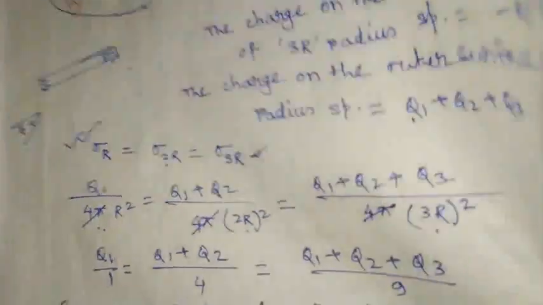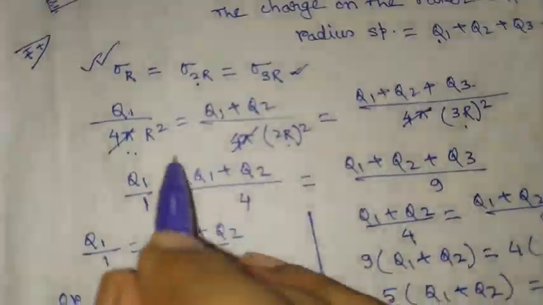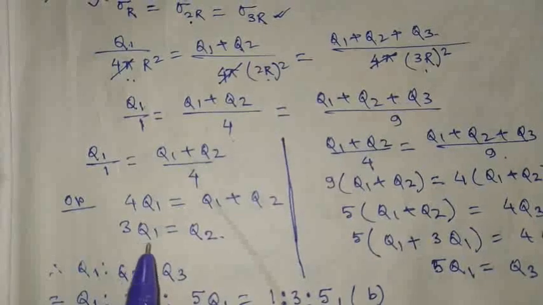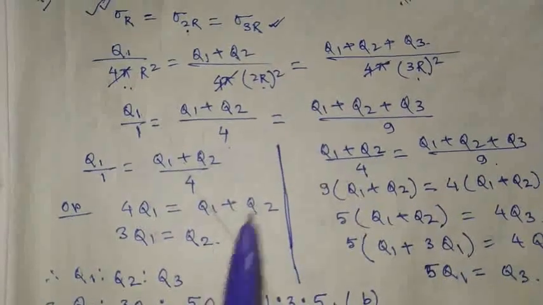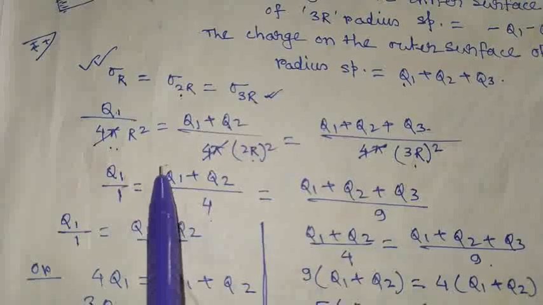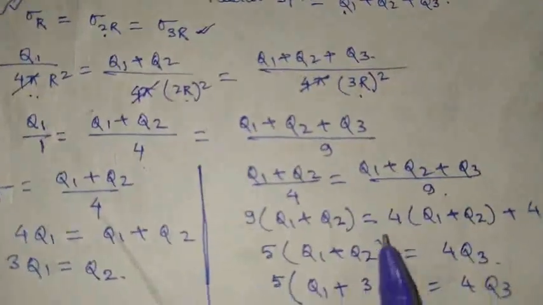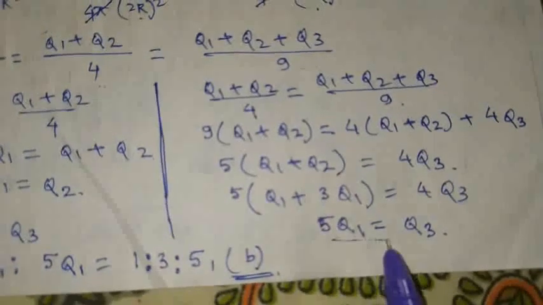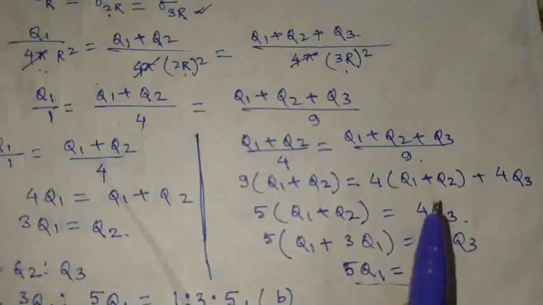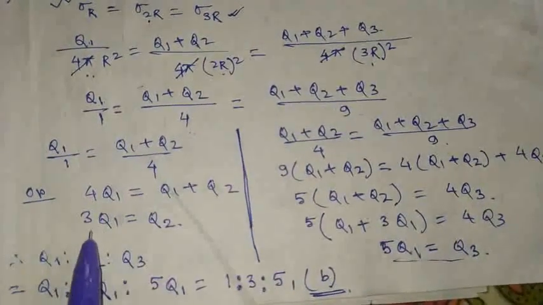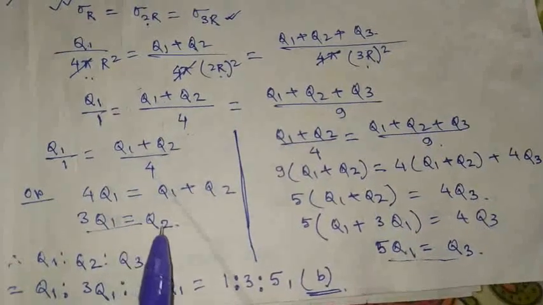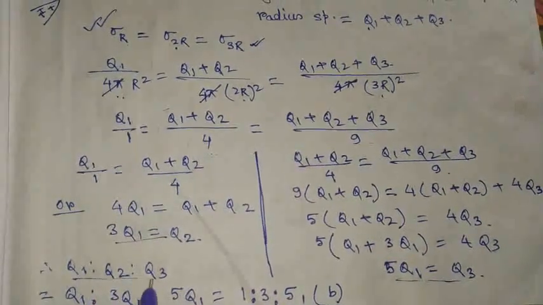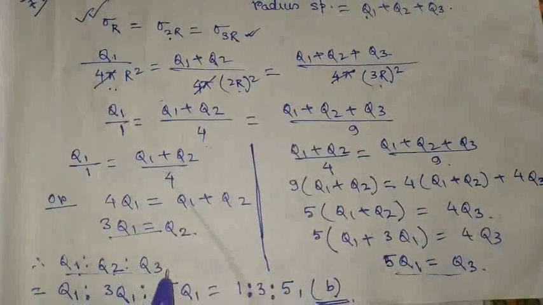by 9. Then taking the first two parts, we find the relation 3q1 equals q2, and taking the second and third parts, we find a new relation 5q1 equals q3. So the relations are 3q1 equals q2 and 5q1 equals q3. We have to find q1 to q2 to q3.